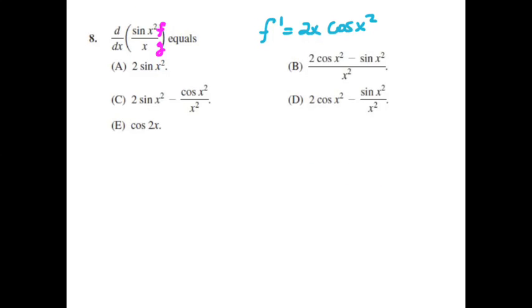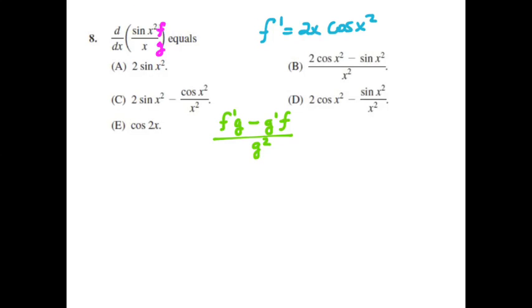So now we're ready to do the derivative. And for this derivative, for the overall derivative, we need to use the quotient rule. And so let's remember the quotient rule. F prime times g minus g prime times f over g squared.